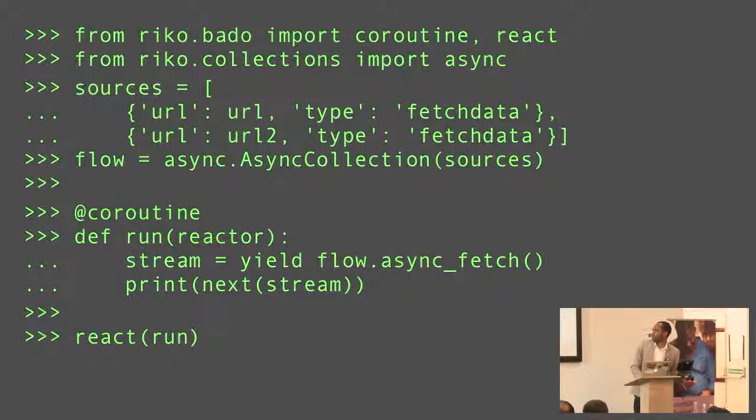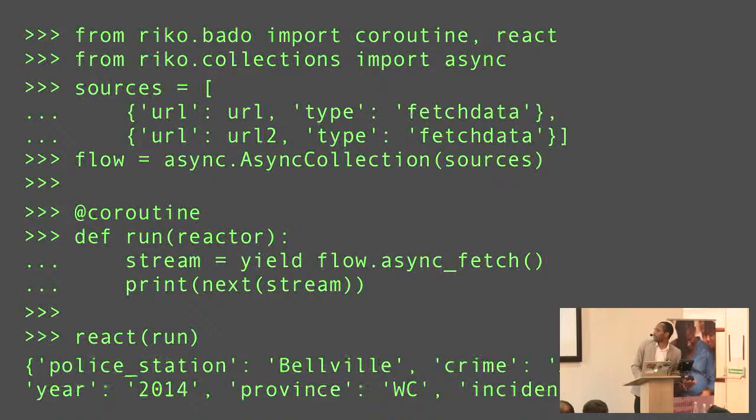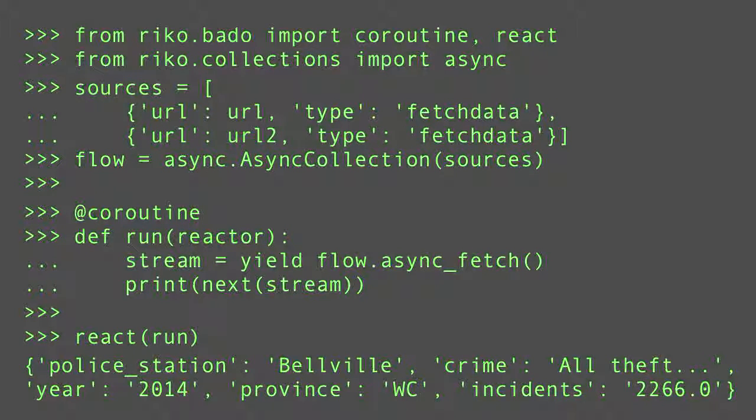And so when you actually run this in the reactor, then you get the result of the next item in the stream. And this was just like the very first example that I showed you. It's just a dictionary with all the police statistics.